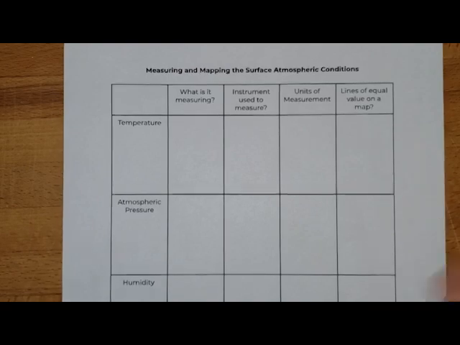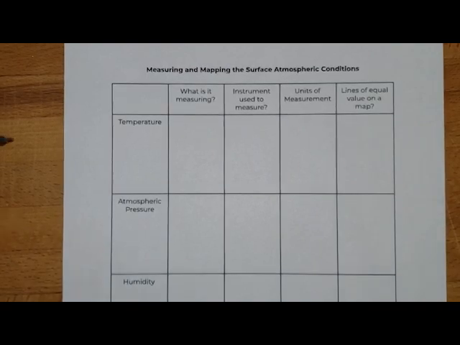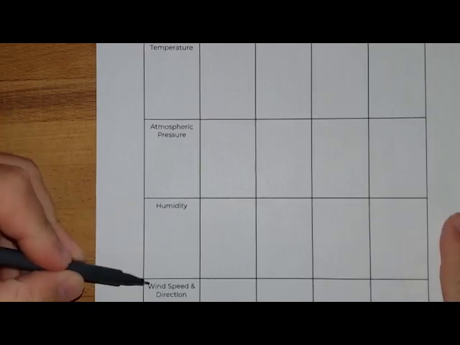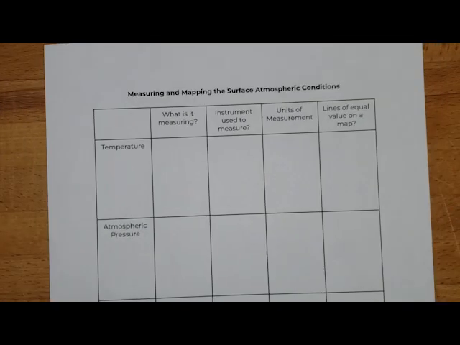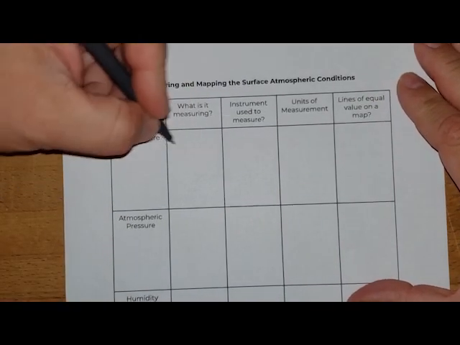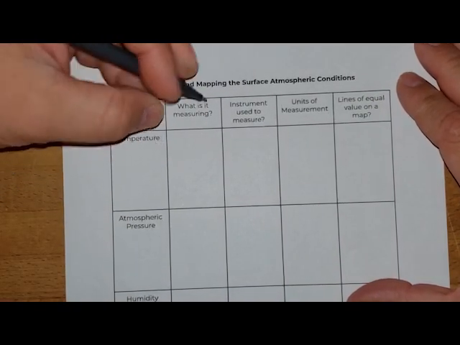So when we're measuring and mapping the surface of the atmosphere, we're mainly looking at temperature, atmospheric pressure, humidity, and wind speed and direction. These are the same things that newscasters or the weather people are often mentioning. So what is temperature actually measuring? It's measuring the movement of the air molecules.